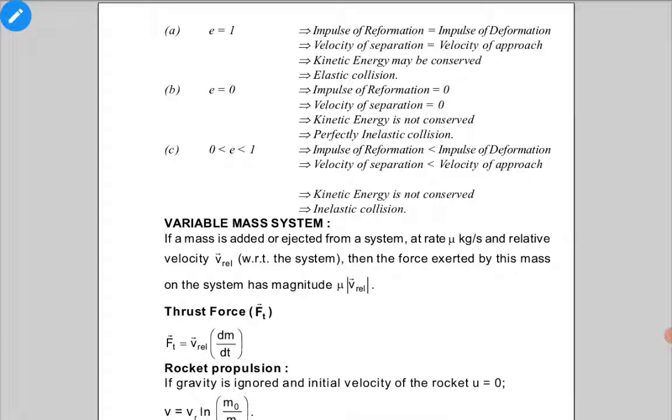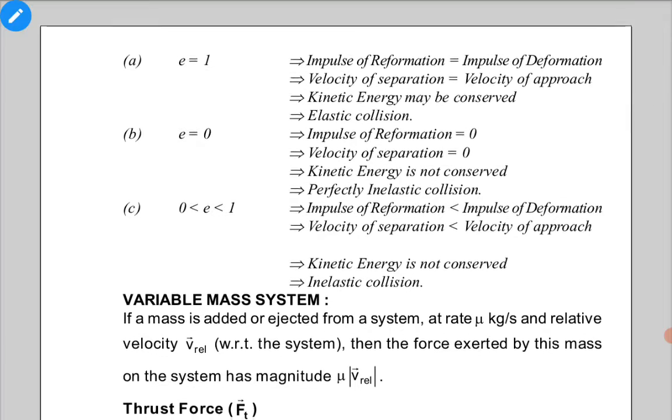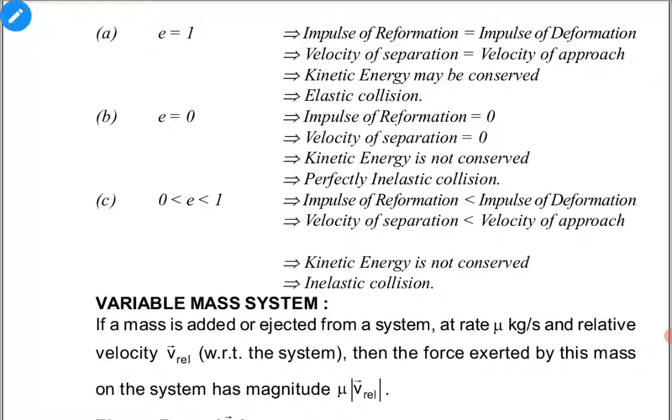In these, three cases are possible. If e equals 1, then impulse of reformation is equal to impulse of deformation. Velocity of separation equals velocity of approach. In this case, kinetic energy may be conserved, and this is the case of elastic collision.